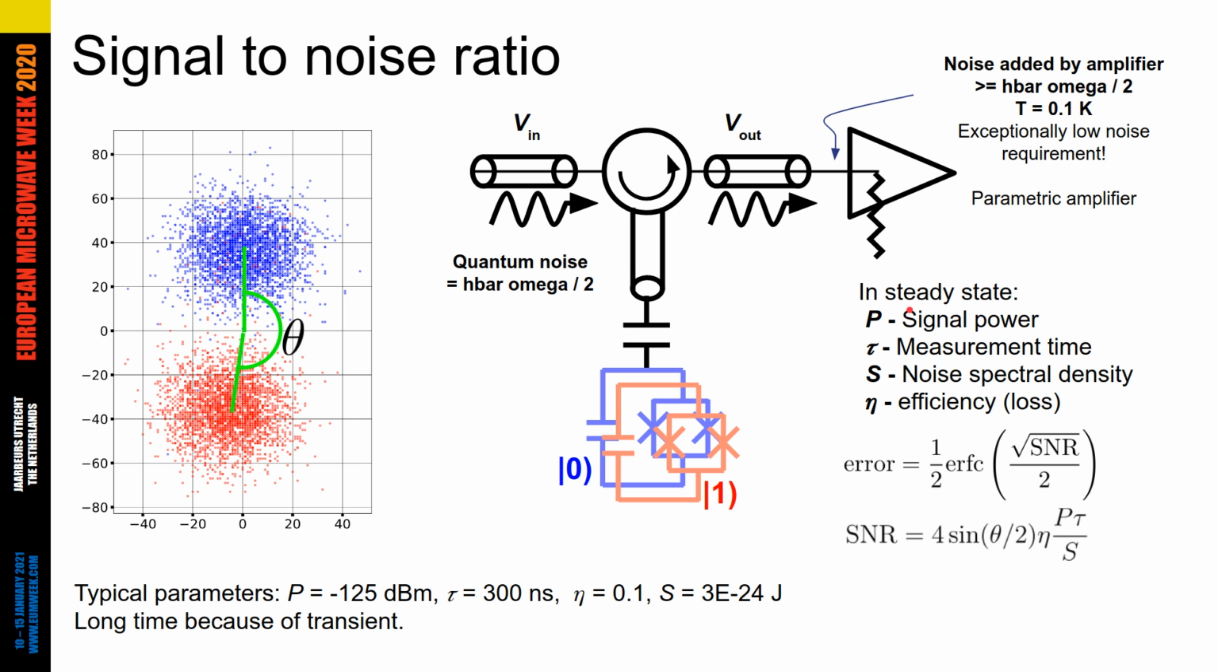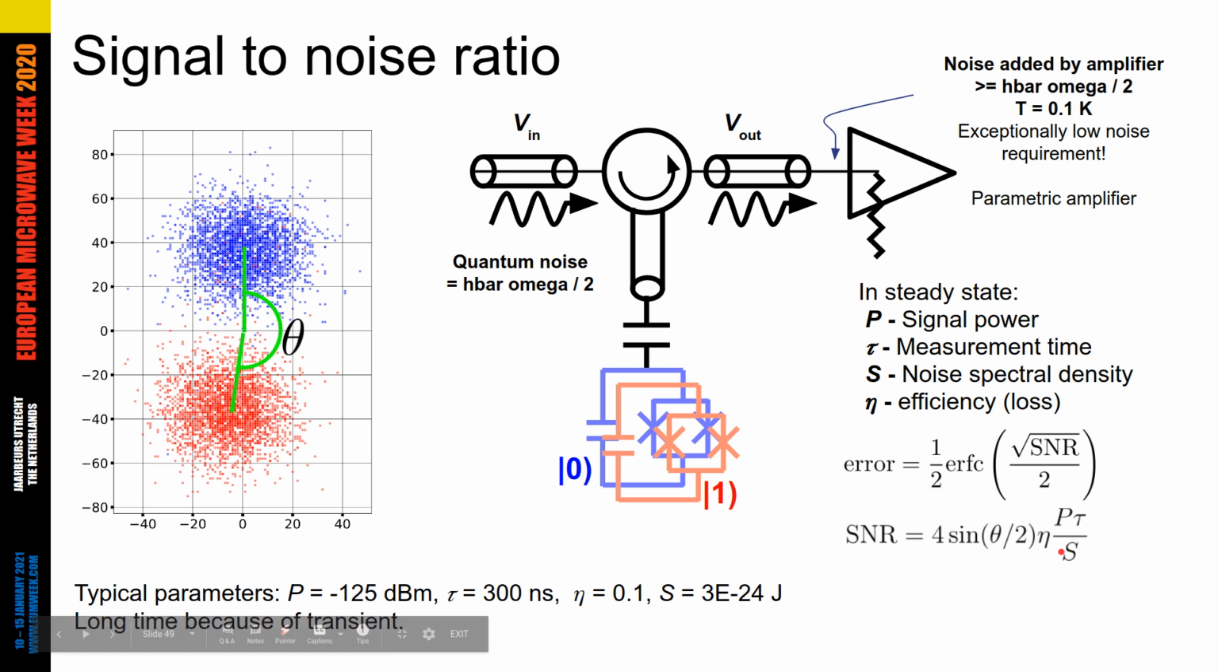Okay, so we have a certain power P of the probe signal. We have a measurement time tau. We have a noise spectral density S and an efficiency eta. So eta is basically what fraction of the energy manages to get to the amplifier. There's going to be some losses. The error in distinguishing those two clouds from one another is 1/2 the complementary error function of the square root of SNR over 2, where SNR is equal to 4 times the sine of theta over 2 times the efficiency factor times power times time over the noise spectral density.